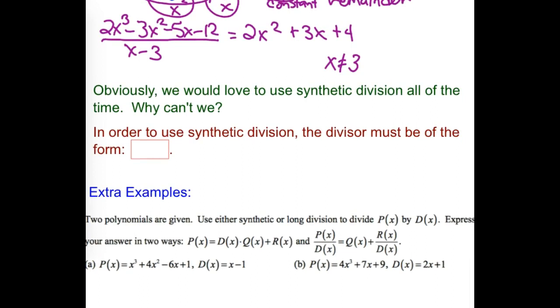All right, so obviously we would love to use this shorter method, synthetic division, for all of them. Why can't we? The only time we can use synthetic division is if the divisor is in that form x minus k.